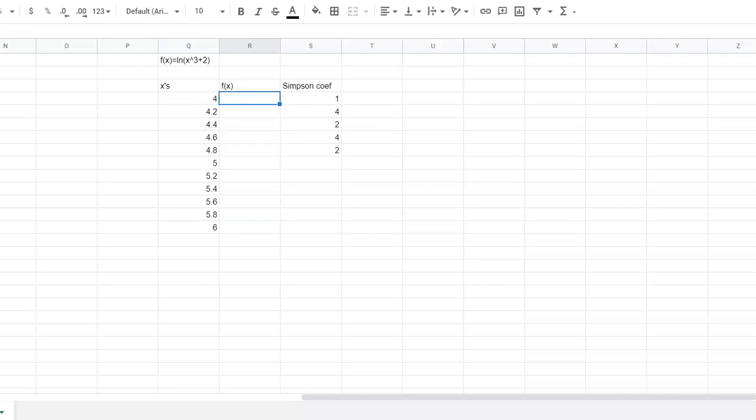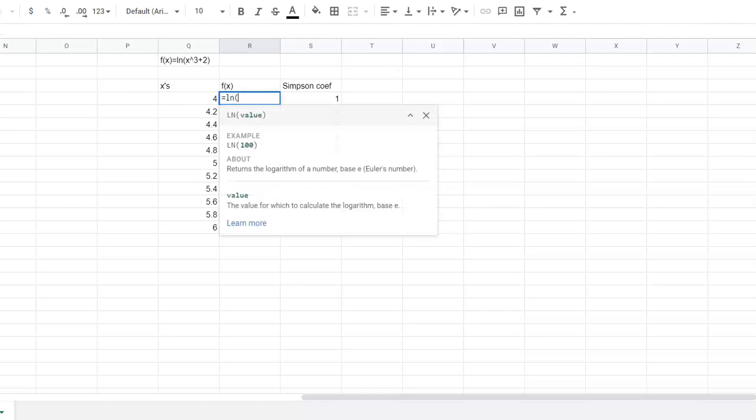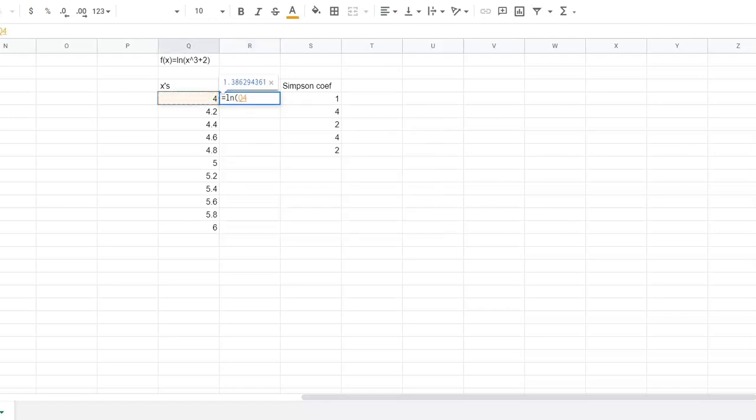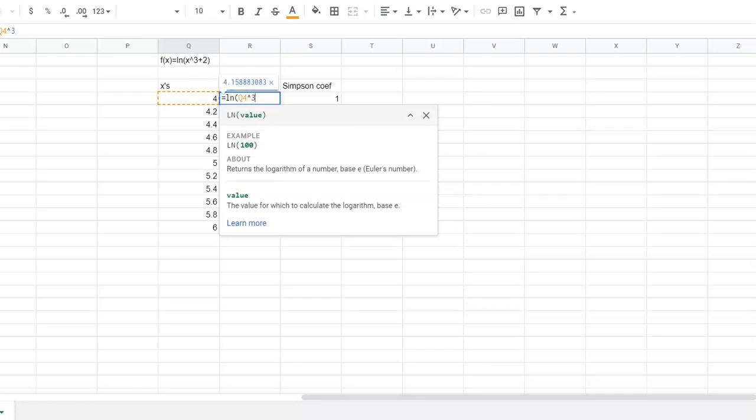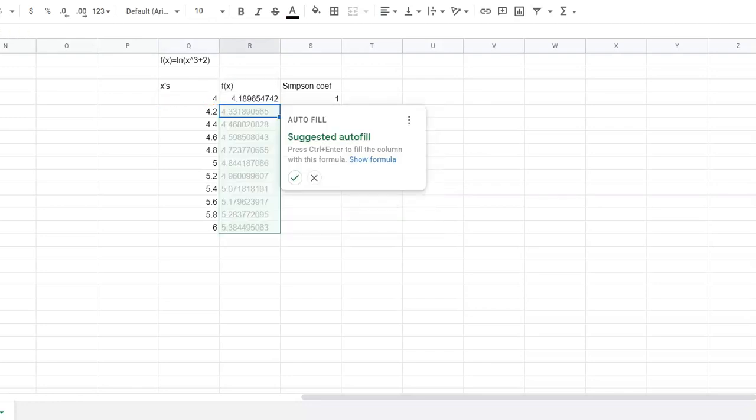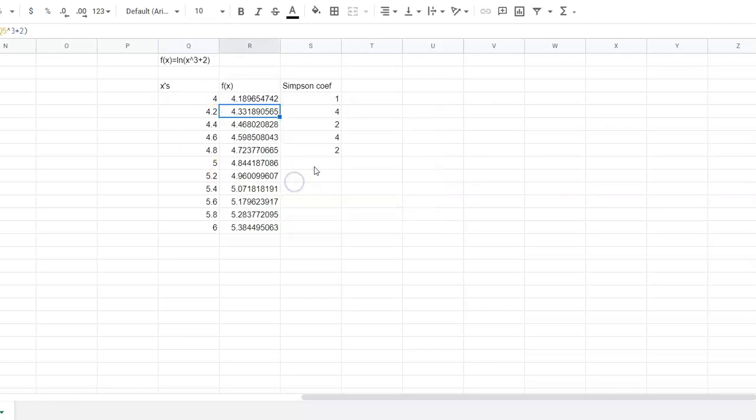So my f of x is going to be equals natural log of that input value x I have on the left of it to the third power plus 2, and it's going to autofill for me. And now my Simpson's coefficients, I'm going to keep taking those down as 4's and 2's, and you should get on the second to last row a 4, and we're good. If I had odd n, that wouldn't work. And then 1 is my final coefficient for that final term.